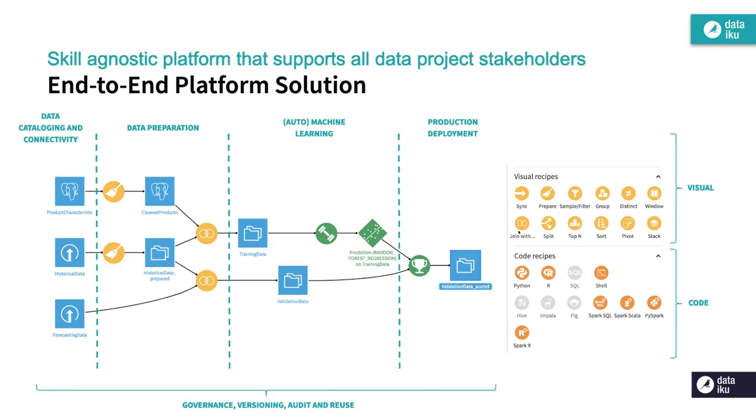And with all that being said, we do look at recipes from different perspectives as well. If they're yellow, we look at them as being visual, so basically they have the drag and drop feature. If they're orange, you can go ahead and code what you would like to do with respect to your recipes. If they're blue, they're just data sources. And if they're green, they just represent our auto ML recipes.